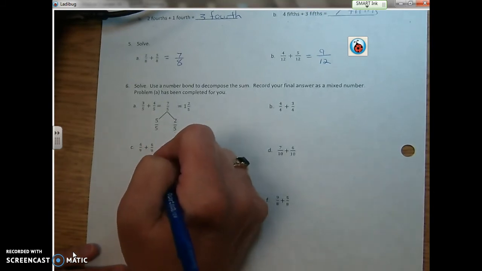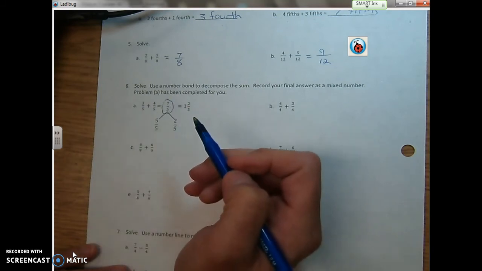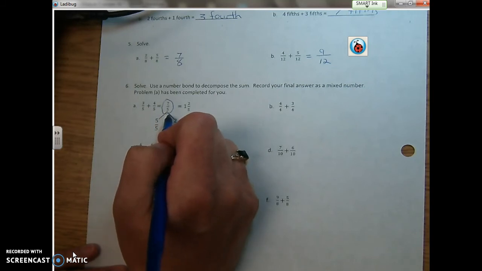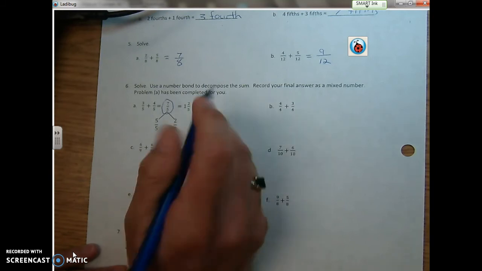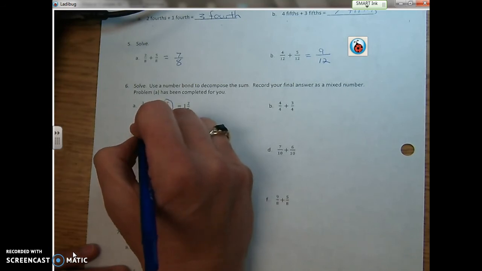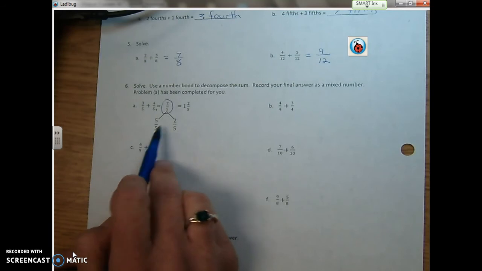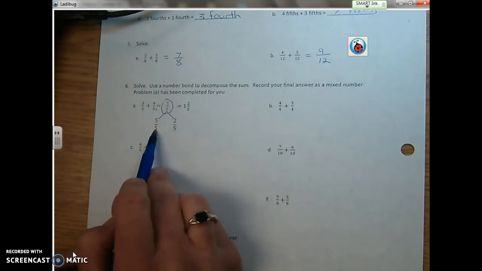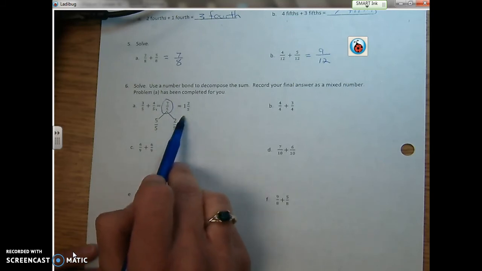Number 6 is when we're adding the two fractions together and we come up with an improper fraction where the top number, the numerator, is bigger than the denominator. And then we have to separate that out, just like we did with the subtraction. So on letter A, they have 3/5 plus 4/5 equals 7/5. They pulled out 5/5. 5/5 plus 2/5 equals 7/5. So we have 1 here and 2/5 here. So 1 and 2/5 is our answer.